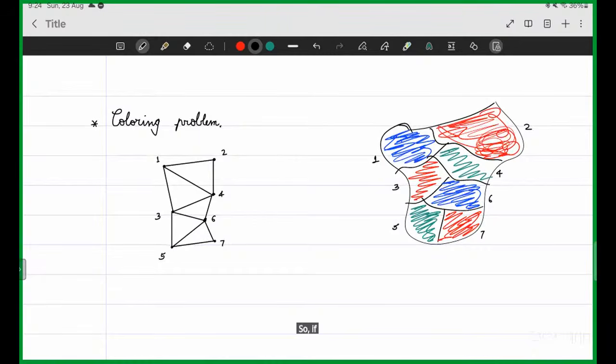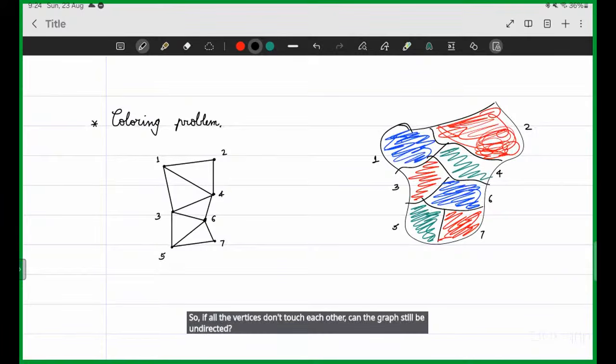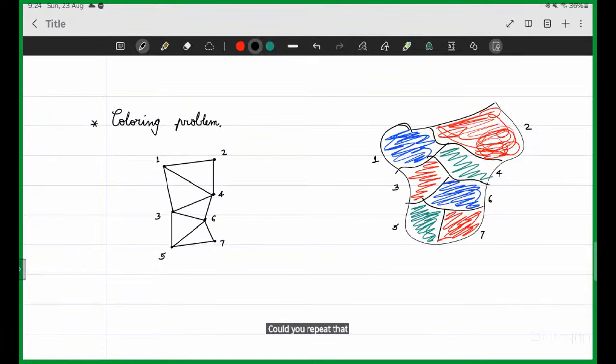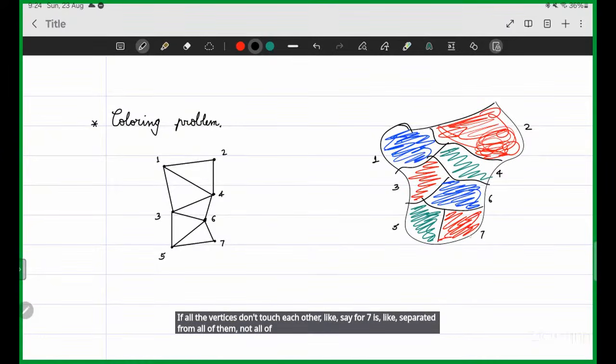If all the vertices don't touch each other, can the graph still be undirected? Could you repeat that? If all the vertices don't touch each other, like say 7 is separated from all of them. Not all of them, like from 1. In no way does it touch 1. Can the graph still be undirected?